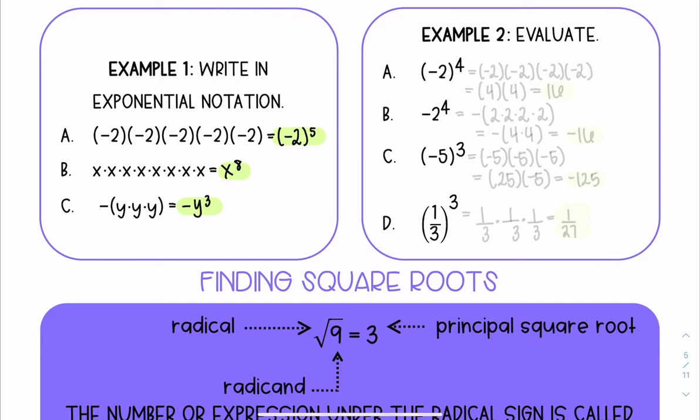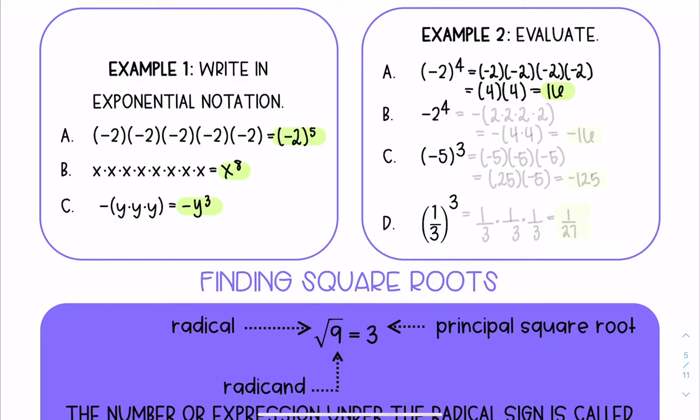Let's evaluate. I'm going to give you an exponential, and I want you to tell me what it is. So negative 2 to the 4th, well, that's negative 2 times negative 2 times negative 2 times negative 2. Well, we can multiply negative 2 and negative 2, which is 4, and negative 2 and negative 2, which is also 4, and we get 16.